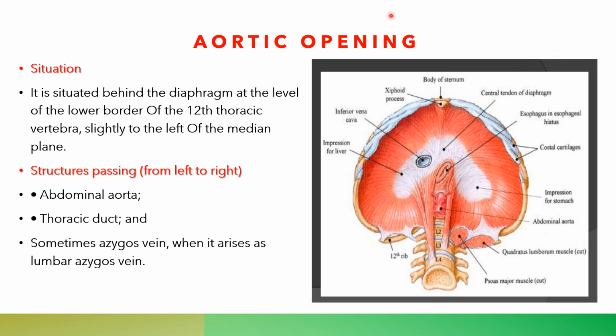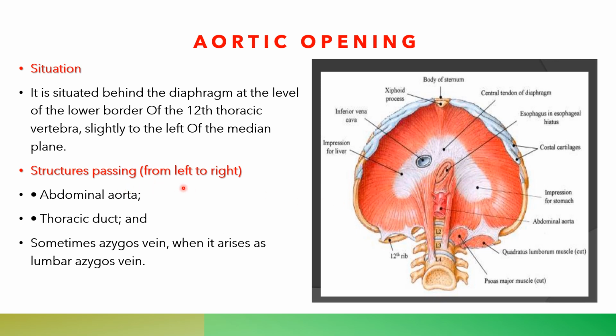Now let us discuss about the aortic opening of the diaphragm. This is one of the major openings of the diaphragm. Situation: it is situated behind the diaphragm at the level of lower border of 12th thoracic vertebra. This vertebral level is very important. The aortic opening of the diaphragm is located at the level of 12th thoracic vertebra. You can see here, this is inferior vena cava opening, this is esophageal opening, and this is your aortic opening. So slightly to the left of the median plane.